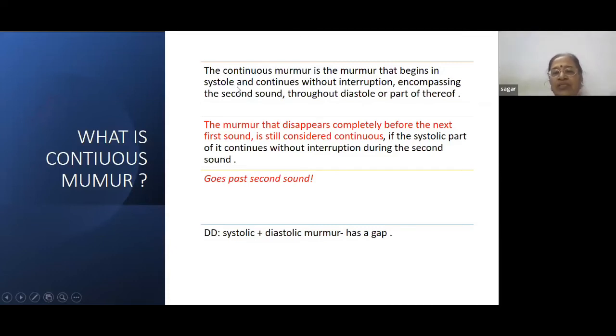A continuous murmur is a murmur that begins in systole and continues without interruption, enveloping the second sound, throughout diastole or part thereof. So a murmur that disappears completely before the next first sound is still considered continuous. You should not think you have to touch the next first sound. It should just go past the second sound. Remember, any murmur that goes past the second sound is a continuous murmur, and need not end in the next first sound. Whereas a systolic or diastolic murmur has a gap between systole and diastole; then you don't call it a continuous murmur, you call it a systolic or diastolic murmur.